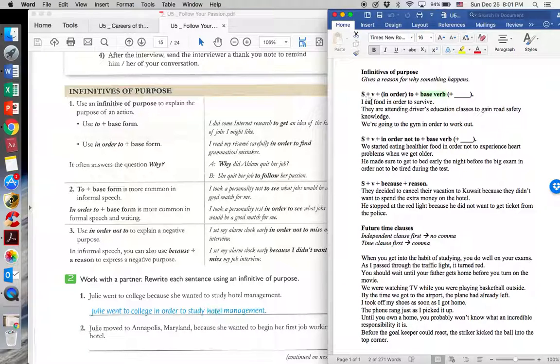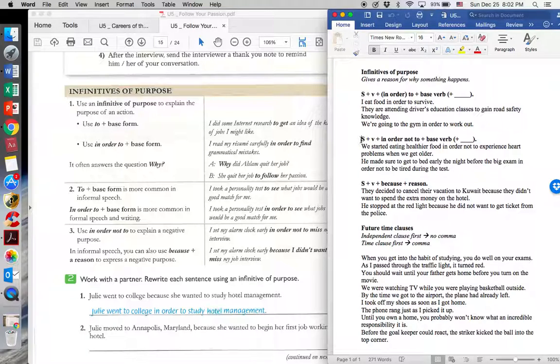For example, I eat food in order to survive. That's the reason why I eat food, right? To survive. They are attending driver's education classes to gain road safety knowledge. Again, this is the reason why they're attending. We're going to the gym in order to work out, right? The reason why we're going somewhere.